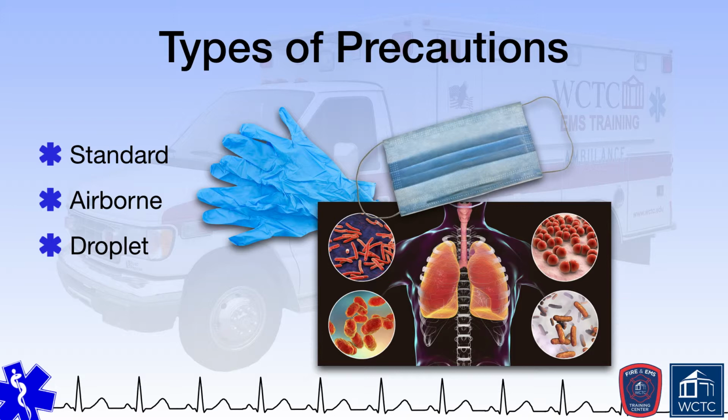As with airborne precautions, droplet precautions are similar. Place a surgical mask on the patient and utilize the airflow and exhaust system within the ambulance's patient compartment.